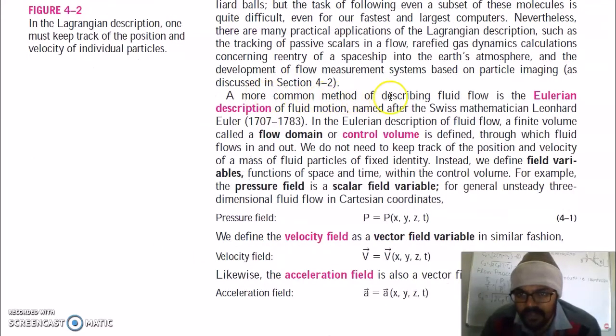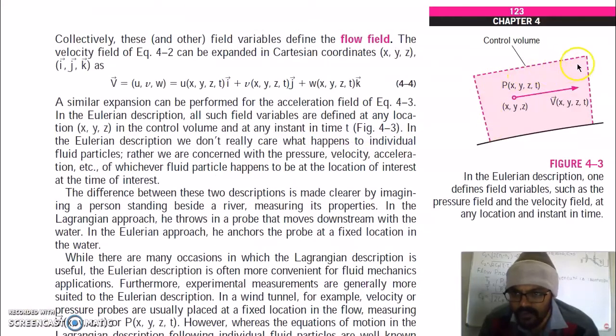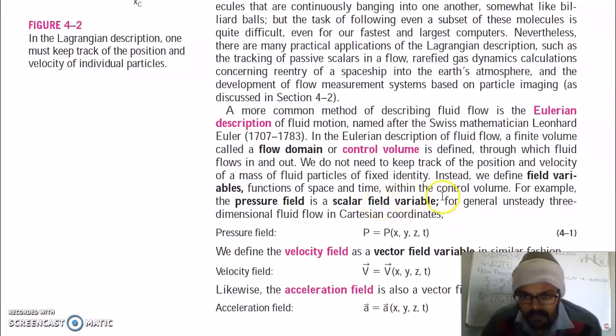A more common method of describing fluid flow is the Eulerian description of fluid motion, named after the Swiss mathematician Euler. In the Eulerian description of fluid flow, a finite volume called the flow domain or control volume is defined. So this is your control volume here, and we define field variables as functions of space and time within the control volume.